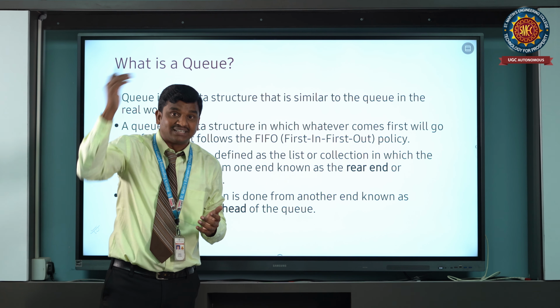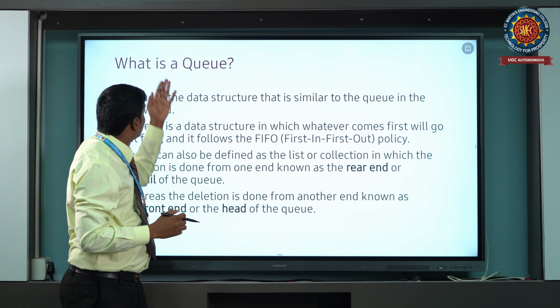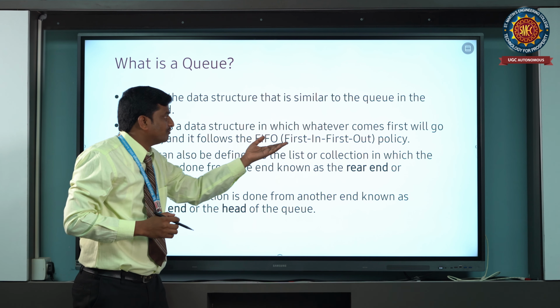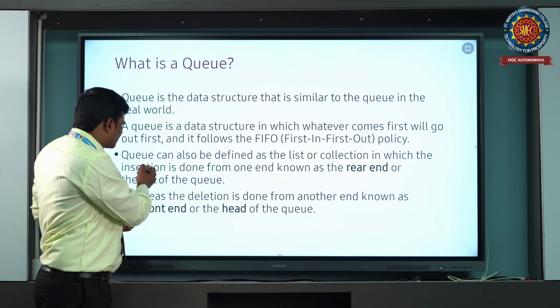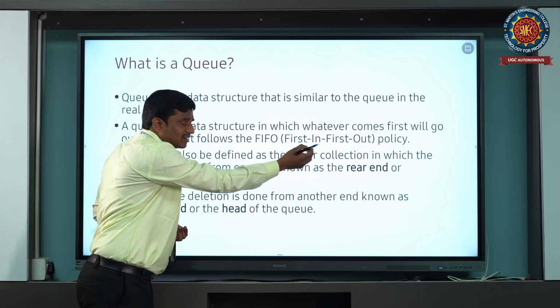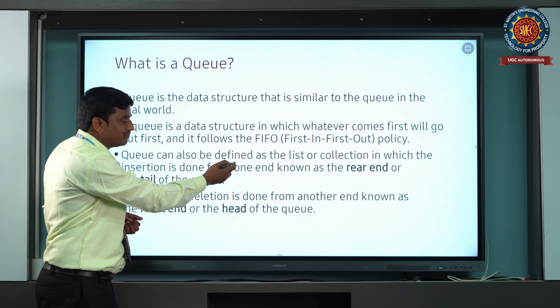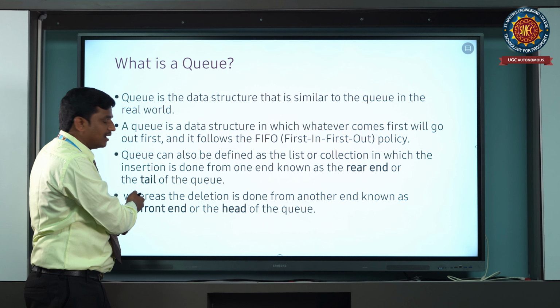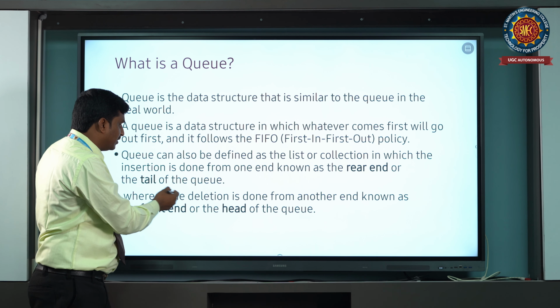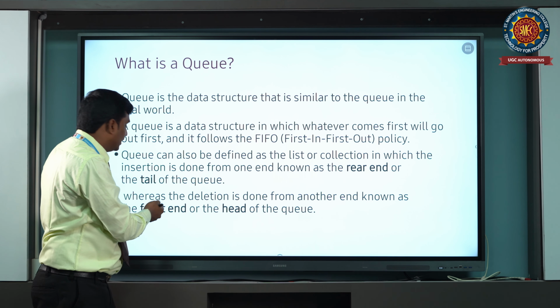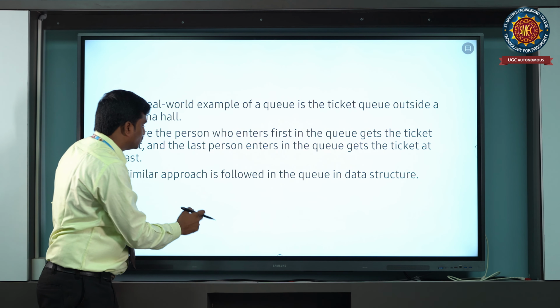Whatever we insert last will come out first. But when coming to the queue, it is first in, first out. A queue can be defined as a list or collection in which insertion is done from one end, known as the rear end or tail, whereas deletion is done from the other end, known as the front end.